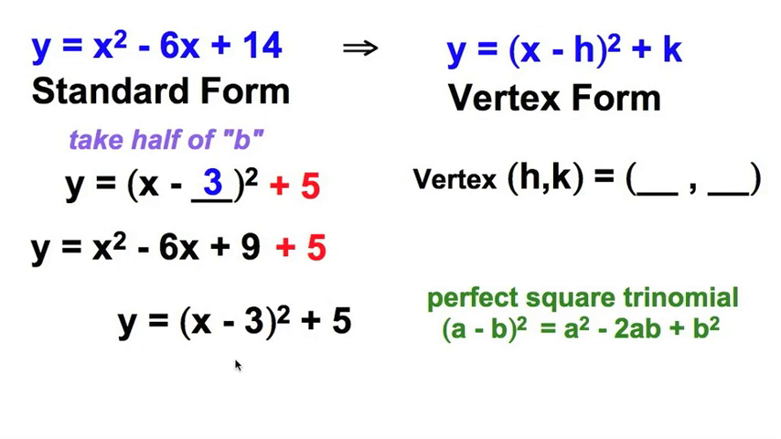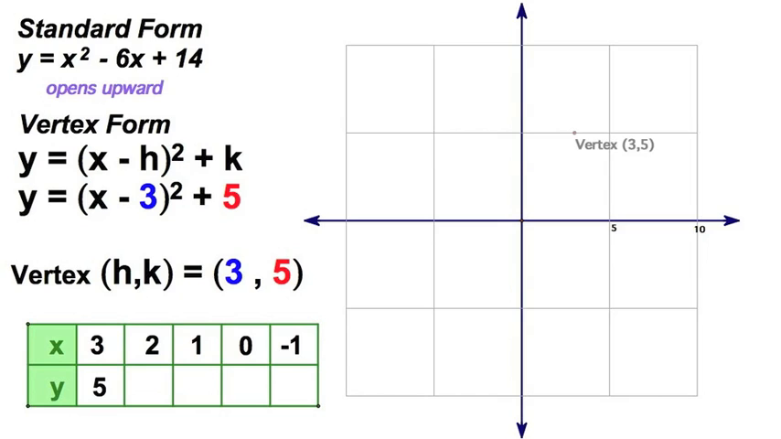Now, the whole advantage of vertex form is that the h and the k are the vertex. In this case, I've got x minus 3, and I've got plus 5 on the end. The vertex of this parabola is (3, 5) in the first quadrant, and we're going to sketch it really quickly. So let's start by plotting the vertex right there, (3, 5). Since I've got divisions of 5, it should be on this line right here.